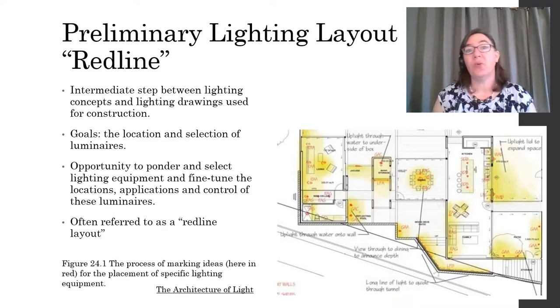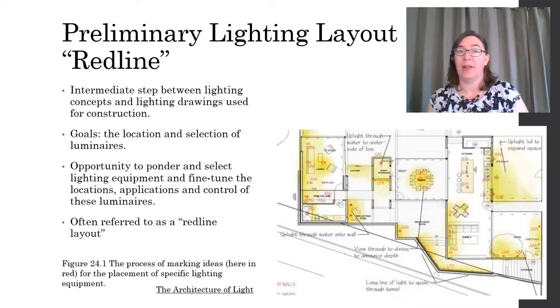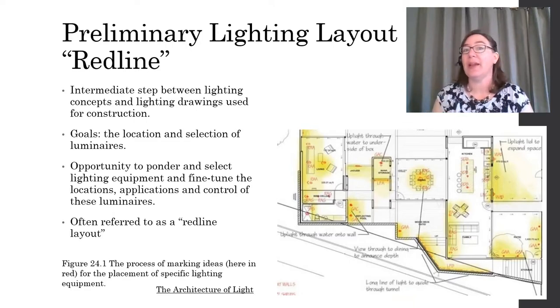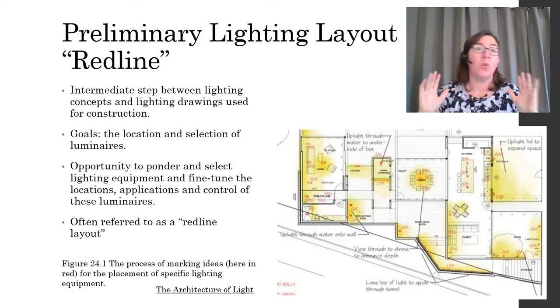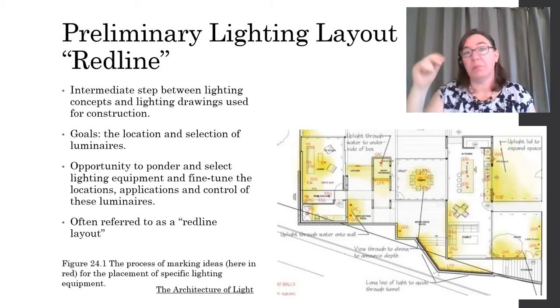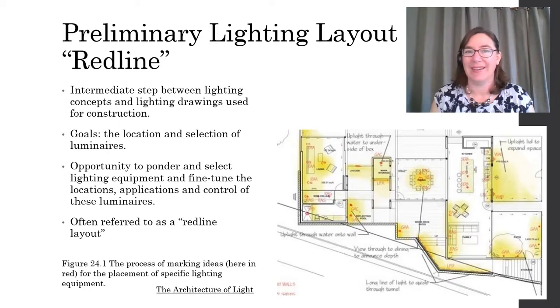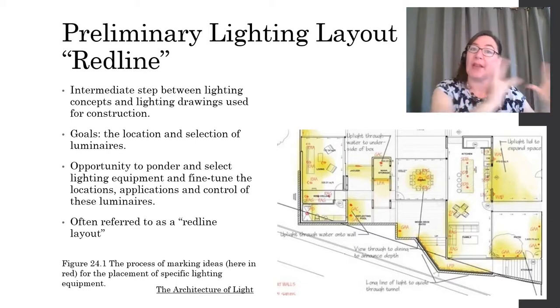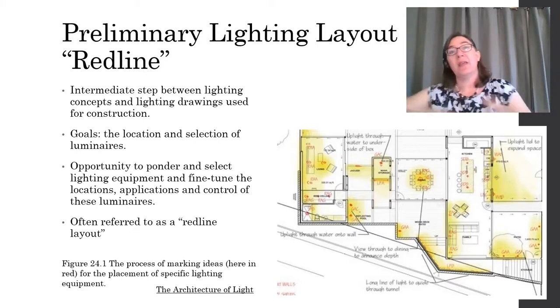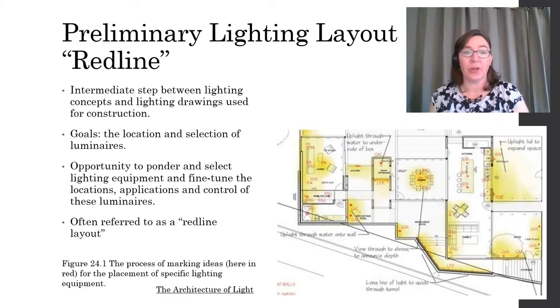And here is an important tool to help you in the design development phase, and it's called the preliminary lighting layout, or it's often called the red line because people literally do this with a red pen. So this is an intermediate step. It's in between your lighting concepts and your final lighting drawings, your documentation that's actually used for construction.